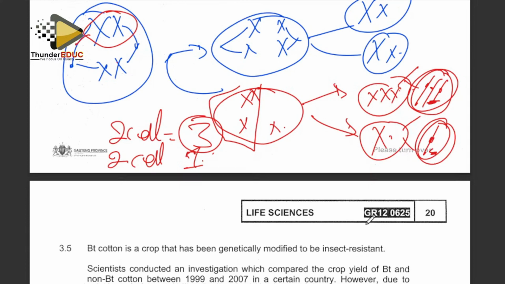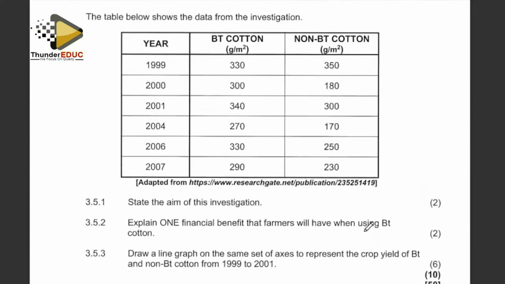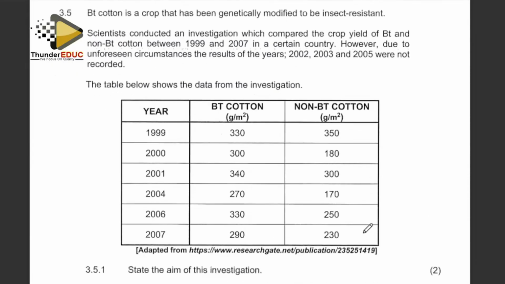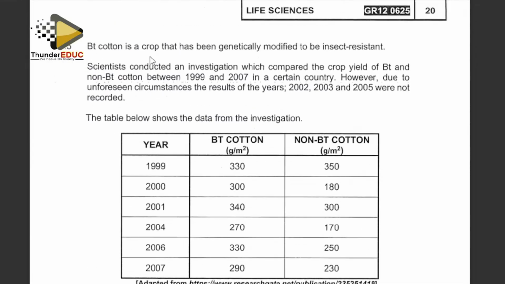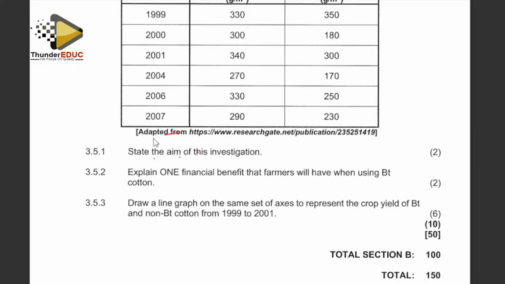All right, we got the next question. 13 out of 13, the last one. BT cotton is a crop that has been genetically modified to be insect resistant. Scientists conducted an investigation to compare the yield between BT and non-BT cotton. However, due to unforeseen circumstances, the results were not recorded. State the aim of the investigation.